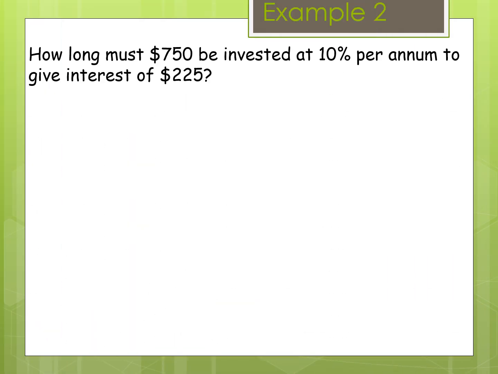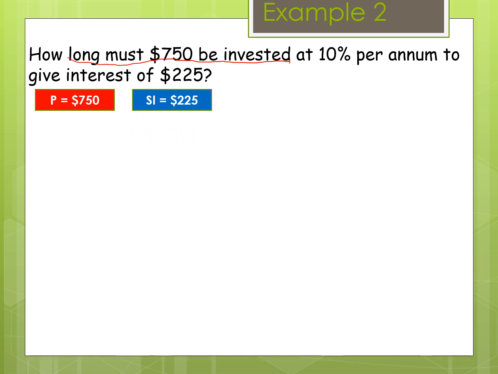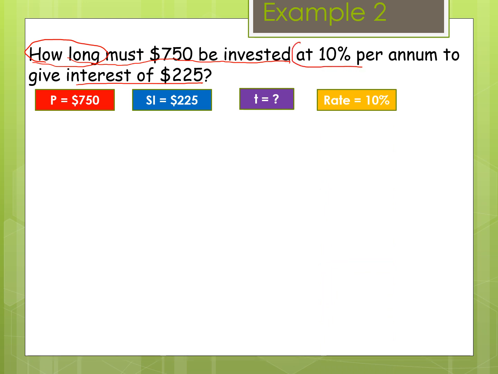Example 2. How long must $750 be invested at 10% per annum to give interest of $225? So let's identify what we know. Principal is $750. It said how long must $750 be invested. Then we have simple interest, to give interest of $225. We don't know the time because we want to know how long. And the rate is at 10% per annum.